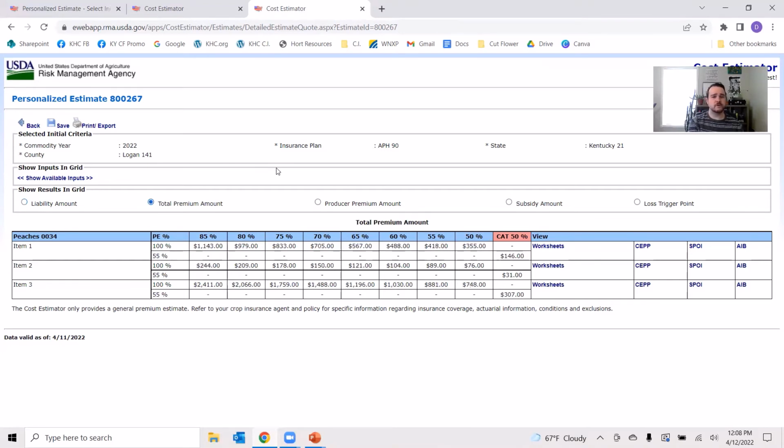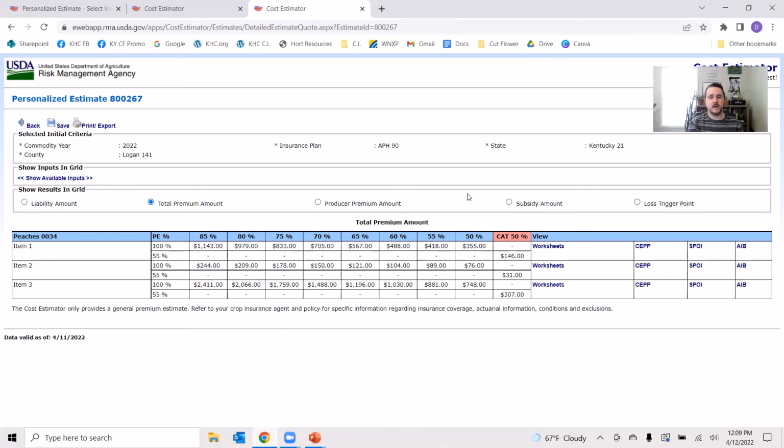And let's take a look at the premium amount next. So this is how much it would cost, the premium is for these policies based on the coverage level selected. So for farm number 1, 85% coverage, your total premium is going to be $1,143. For the organic, it's over double that, so $2,400 or so for the 85%.